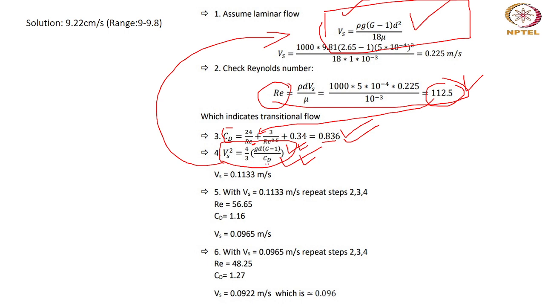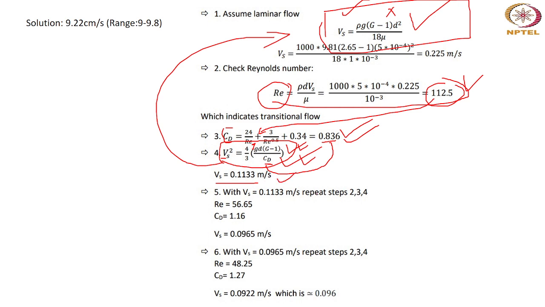So here I need to consider CD. Here I'm not considering CD and other factors, but here I need to consider the CD. So I put the CD value from here, that is 0.836. I put the G value, you know what is G, 9.81, you know what is the diameter D, so you can calculate what is the value of Vs. I'm getting Vs as 0.113 meter per second, right?